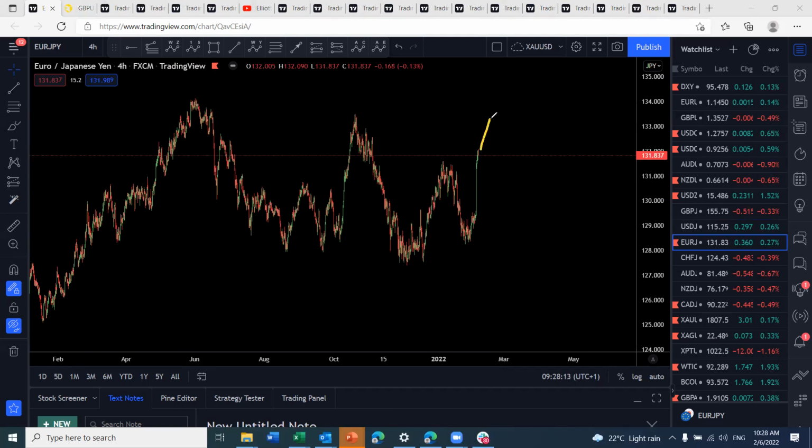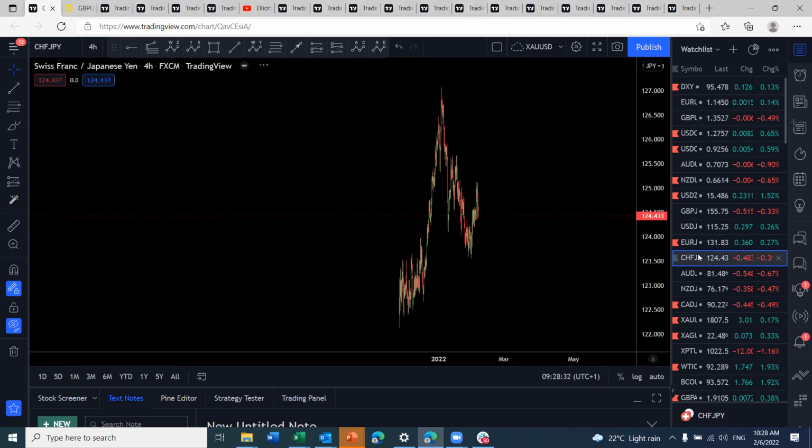What would the effect of that be? We may have a structure like this, 1, 2, 3 up there. Let's have a look at this one here. So we could have this one as 1, 2, 3. We could have a flat correction here. But either way, whichever structure it's going to make, for now, we're going to expect this one to continue pushing up to this level. That is Euro yen.